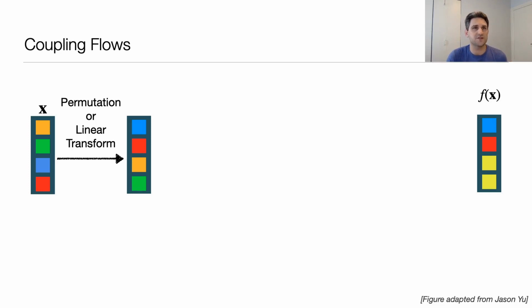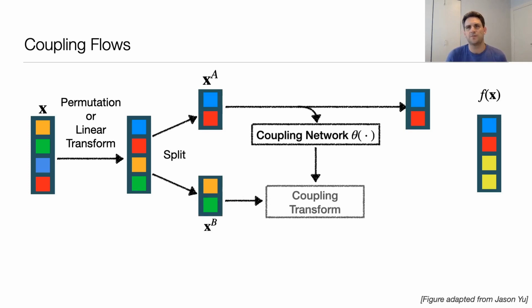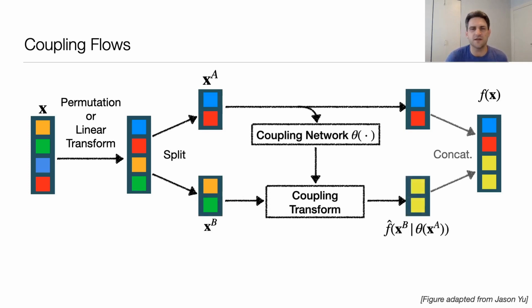You can have more complex versions of this. For instance, the GLOW architecture that I mentioned earlier uses 1-by-1 convolutions, which is basically a block diagonal linear transformation with repeated blocks and so forth, right? So now we take this permutation or linear transformation, which reorders and mixes up our dimensions. And now we can do the standard coupling transformation of splitting things, running things through the coupling network, passing them through the coupling transformation, and then concatenating the result together to get the final output.